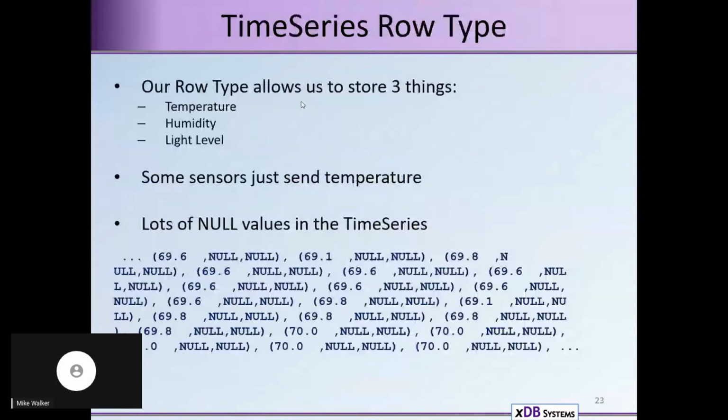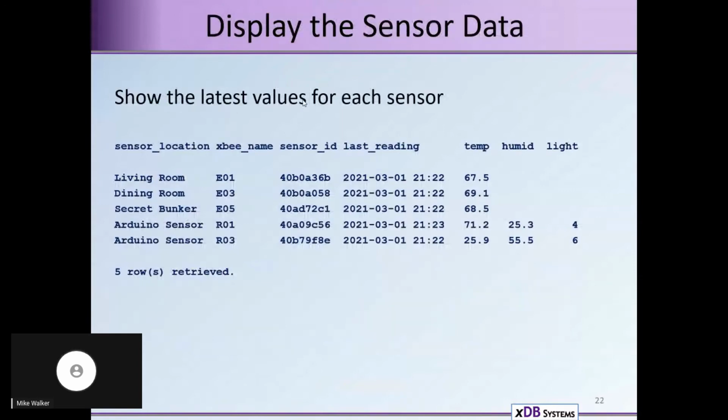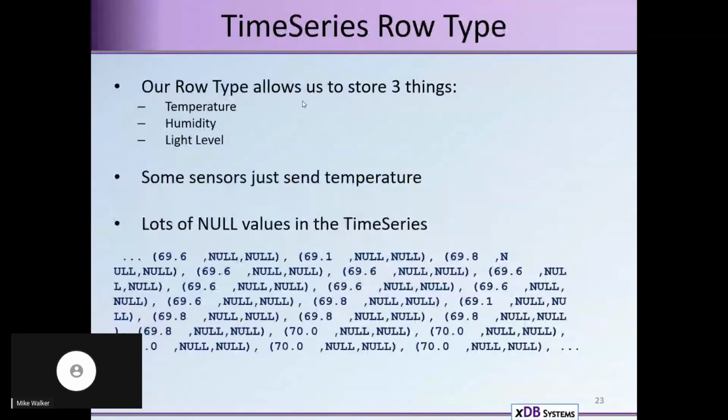Now, I'll go back to this slide. You see that some of the values are empty, like the humidity and light. That's because in my example, which is set up around the house, I've got different types of sensors. Some are returning temperature, humidity, and light level, but I've got other simpler sensors that are just returning the temperature. Now, in our time series, we defined our row type to store those three values. But because some sensors just send temperature, when we look at the time series for those sensors, we see these nulls in there, indicating that no value is received for that data element. And it's a bit wasteful.